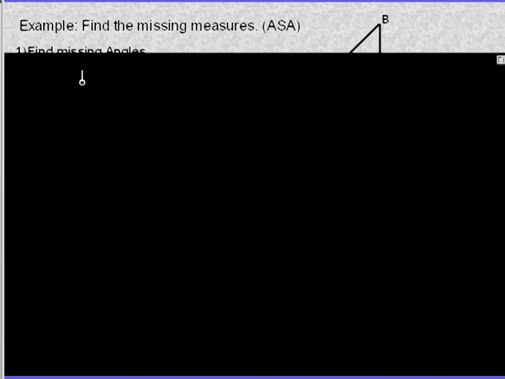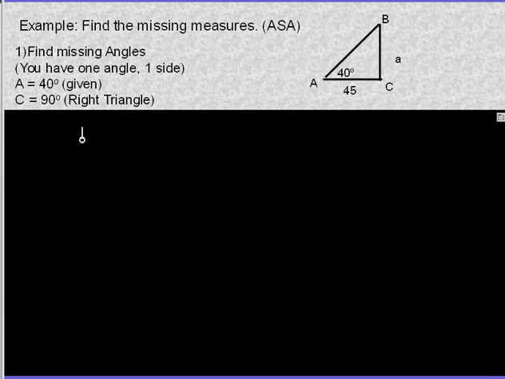Okay, next example. In this example, the information I'm giving is a little bit different. It says find the missing measures. Notice I'm given angle, side, angle. I don't have it marked, but we know that this is a right angle. So we know this is 90 and this is 40. And I have the adjacent side to this 40-degree angle. So that's going to determine what trig function I might want to use to solve.